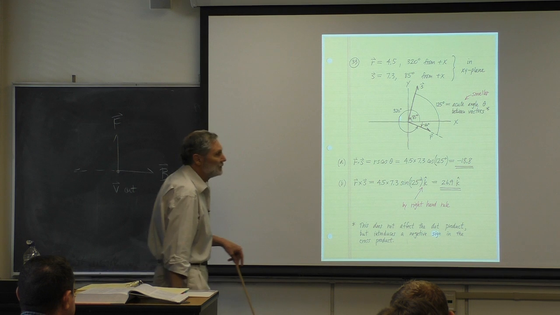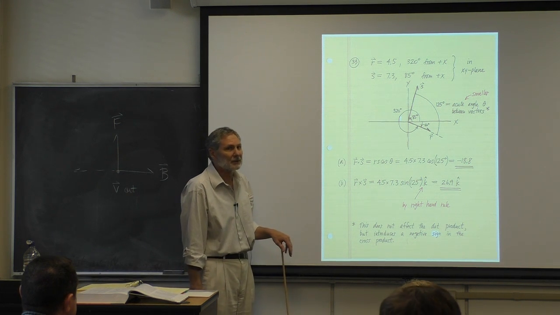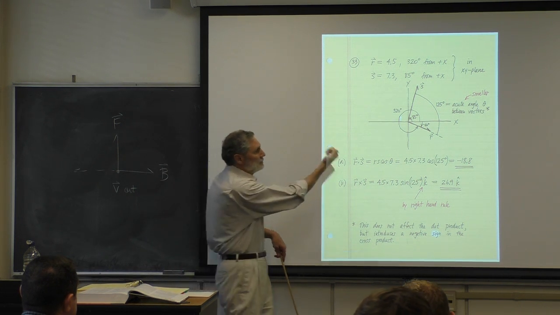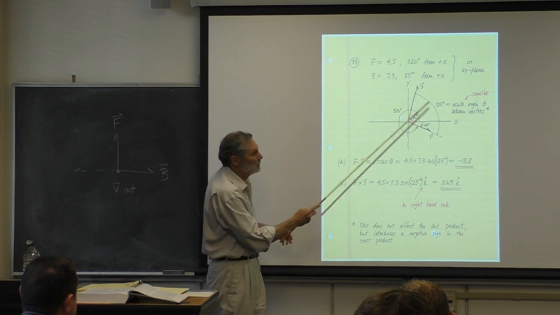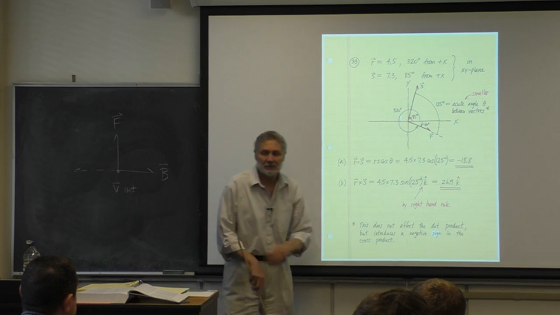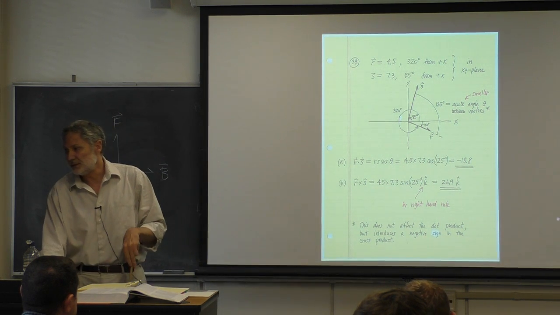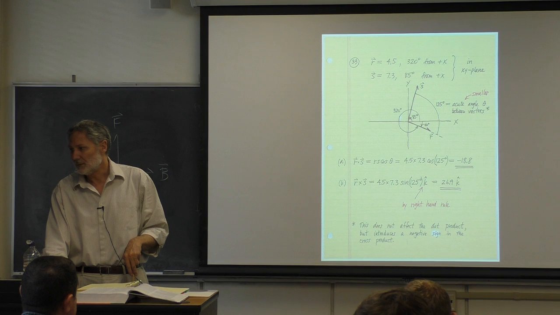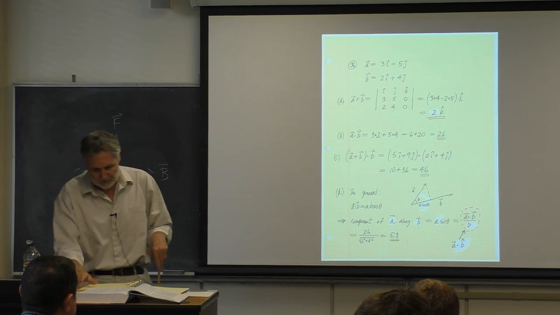Where's the direction of the cross product? Straight out, right? Which is the positive z direction. We'll get that by the right-hand rule. Remember, the cross product is a vector. The dot product is a scalar.